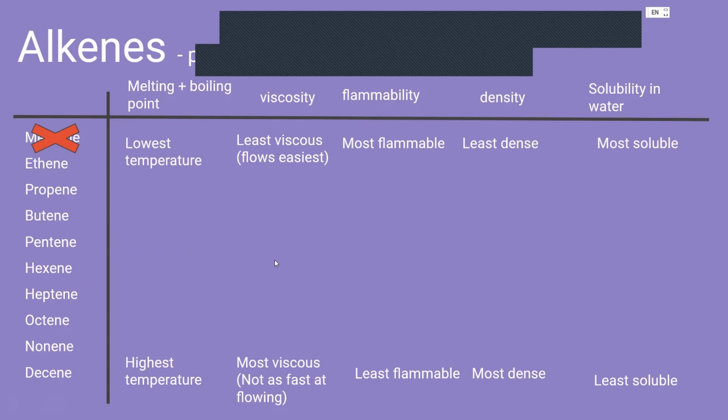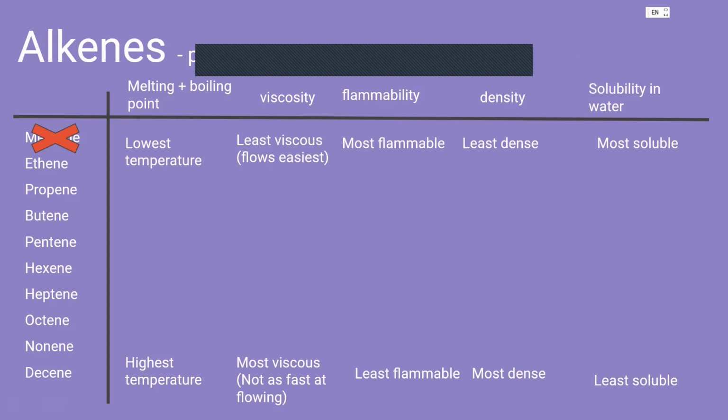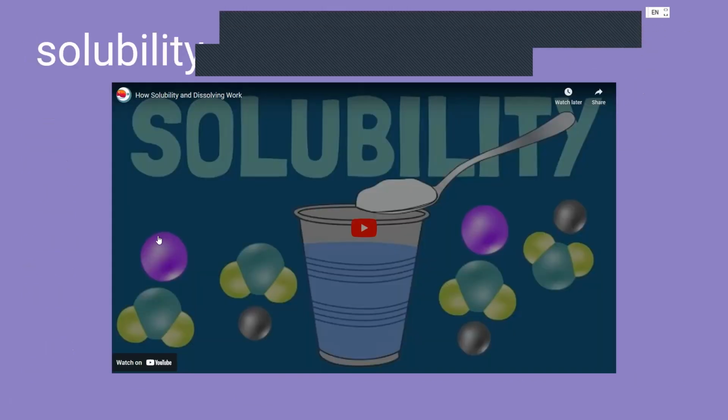Unpausing the video right now, we can see that this is the alkene physical property chart. It is the exact same as the alkane physical property chart. And this is again because we are looking at the van der Waals forces increasing. So this is because we are also comparing within alkenes.